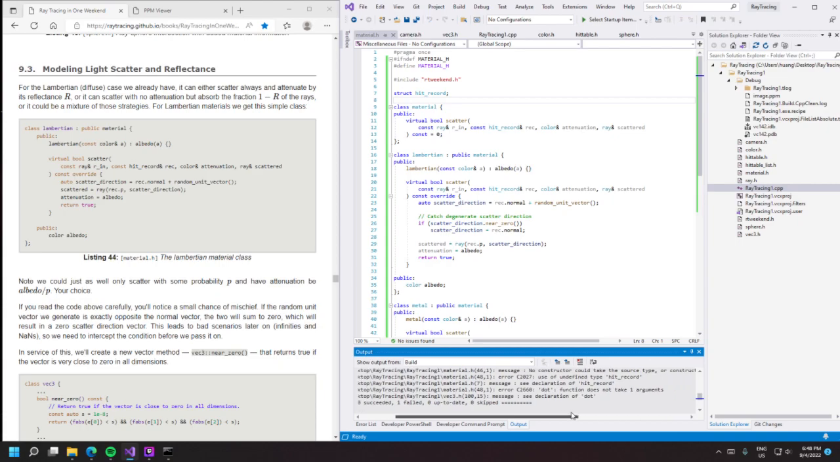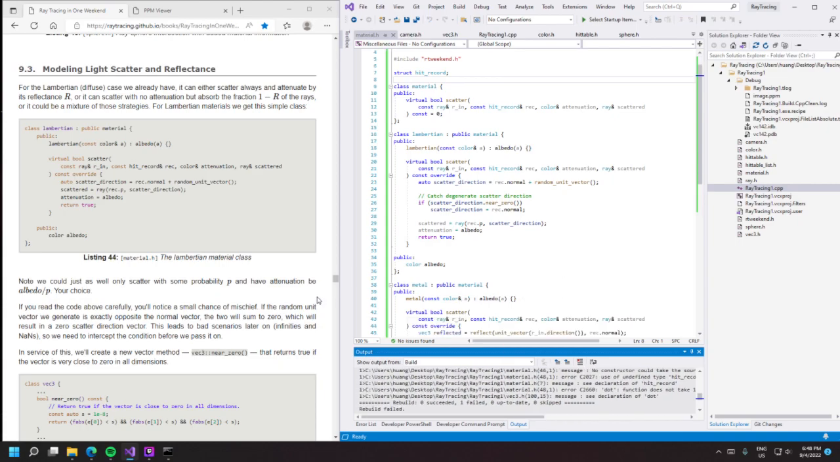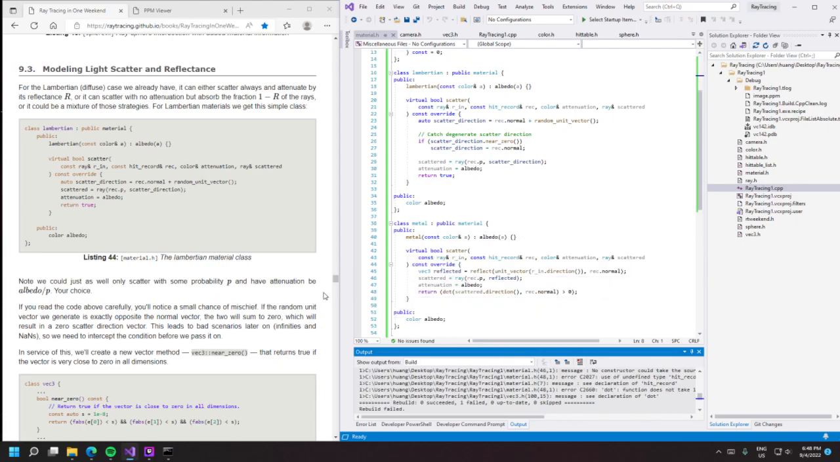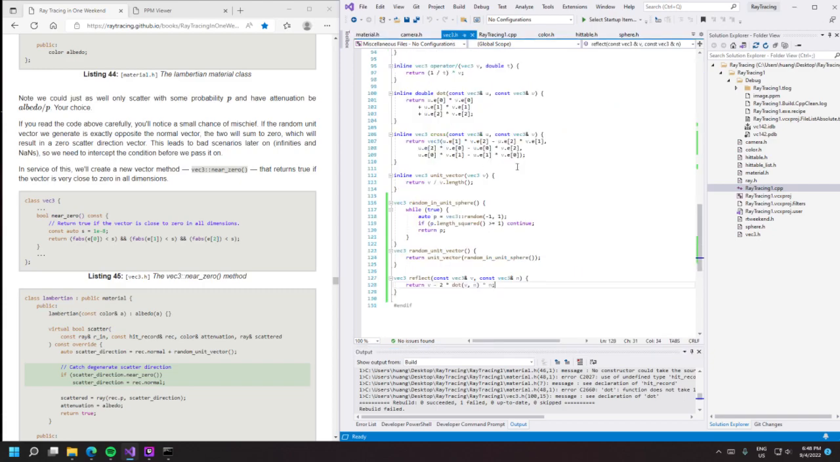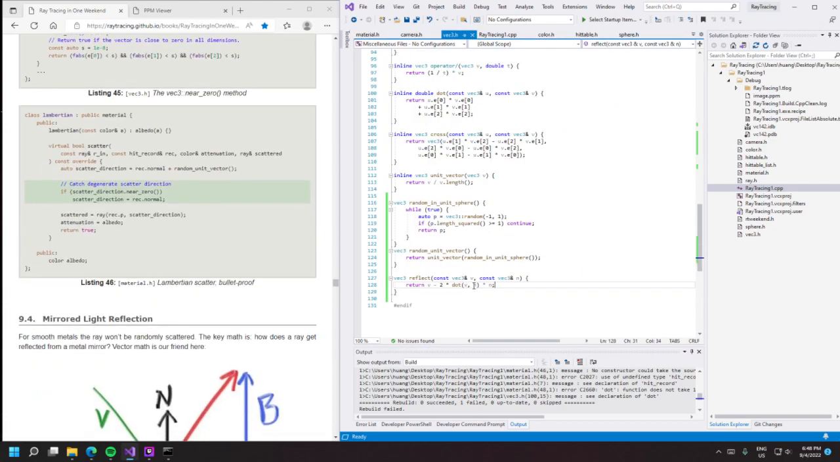Dot function does not take 1 argument. I'm pretty sure dot function takes 1 argument. No, the dot function actually doesn't. How is that possible? Vec3H. This is not 1 argument, this is 2 arguments.